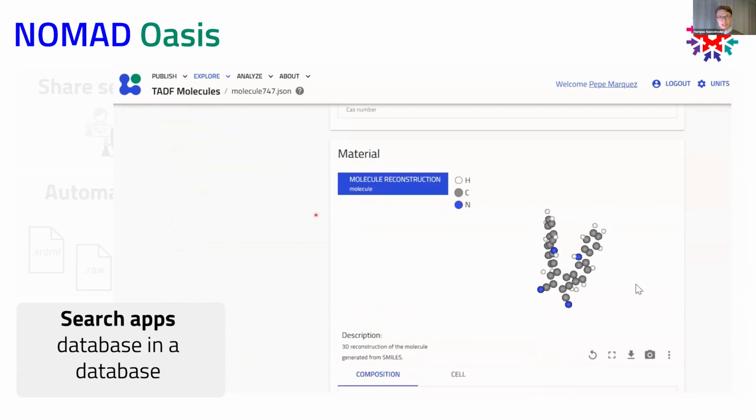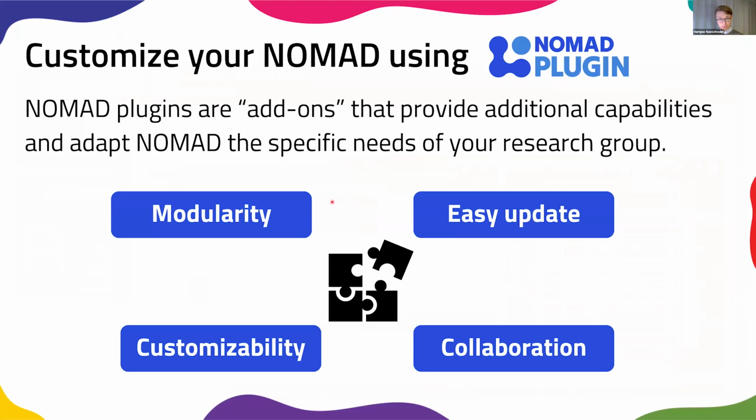And all of this customization is done in NOMAD through something called plugins. So we have these NOMAD plugins, which are basically add-ons onto what we have in the central NOMAD. So we can take these add-ons and plug them into NOMAD, and this gives us some modularity. We can update in a much easier way, and we can also collaborate on these plugins, right?